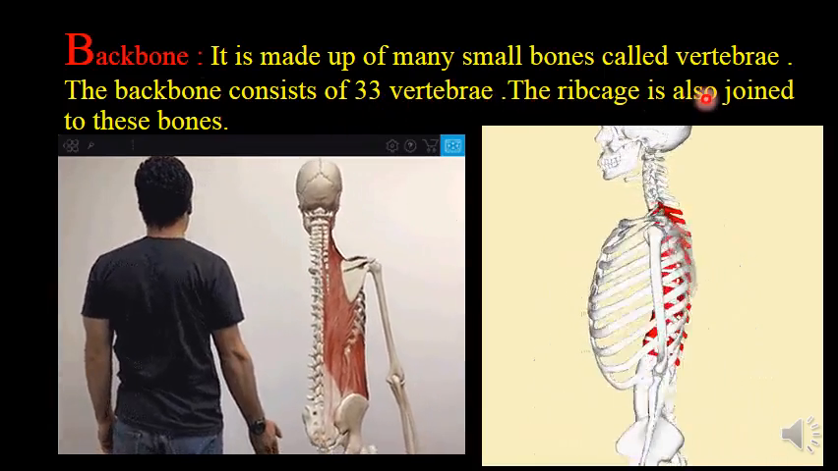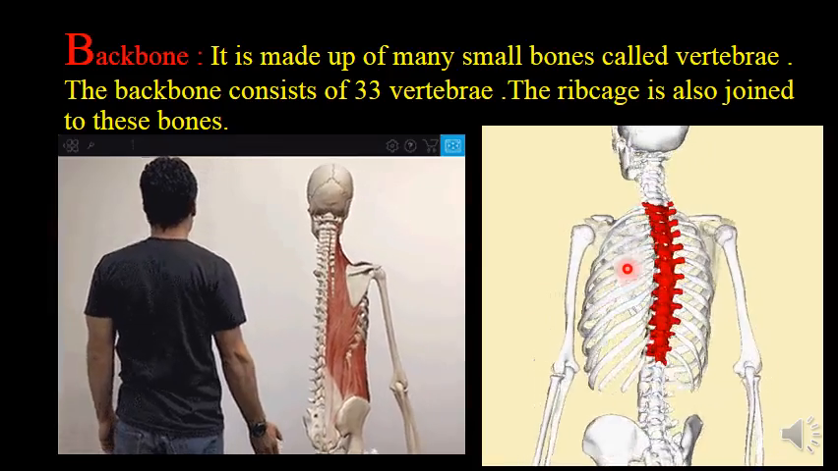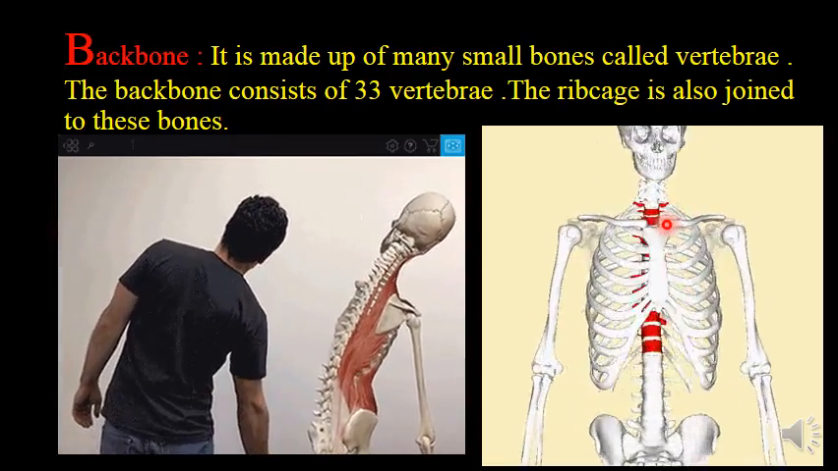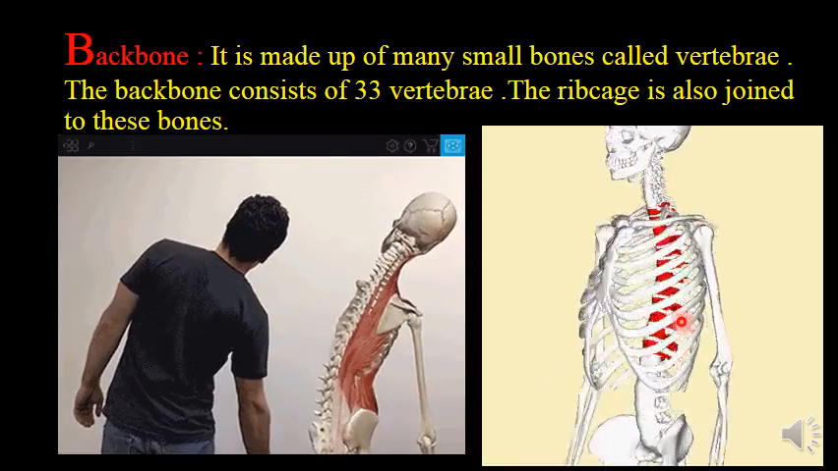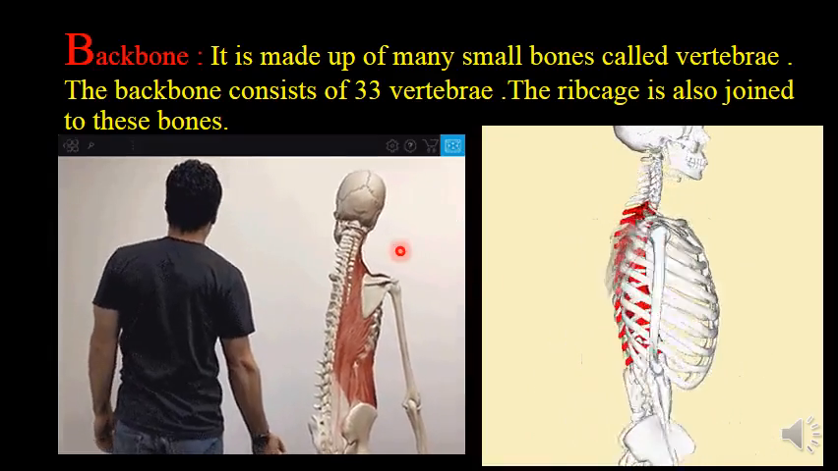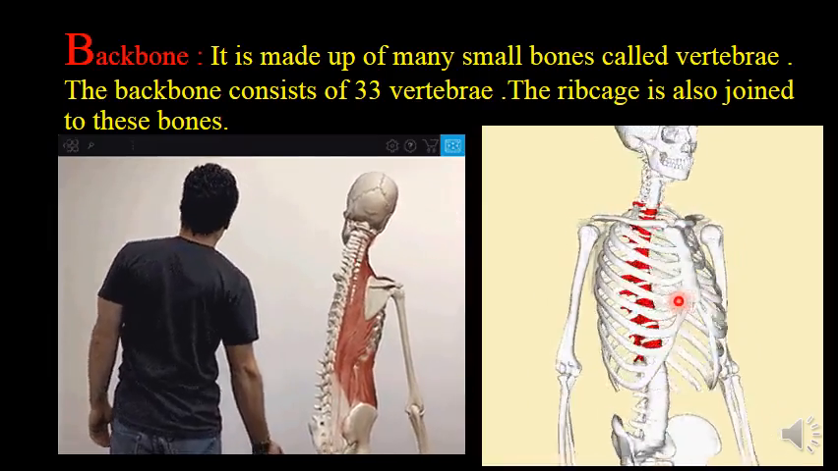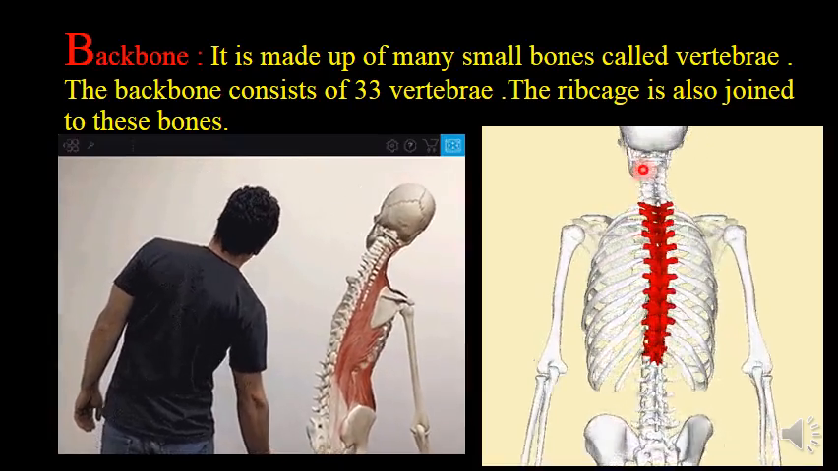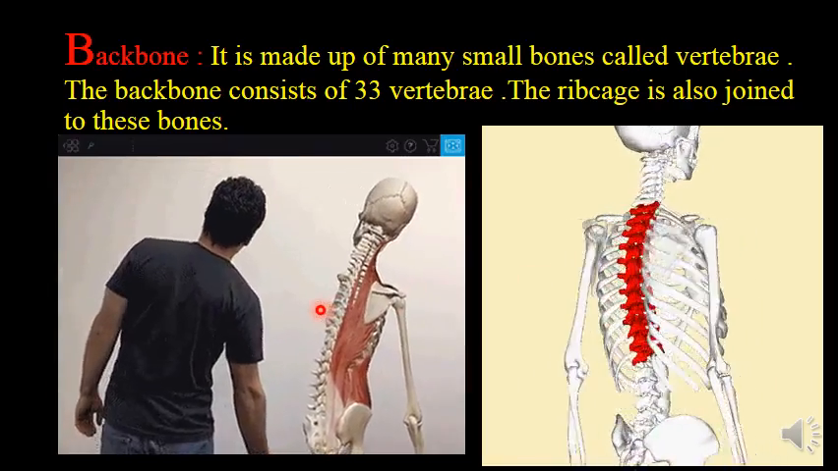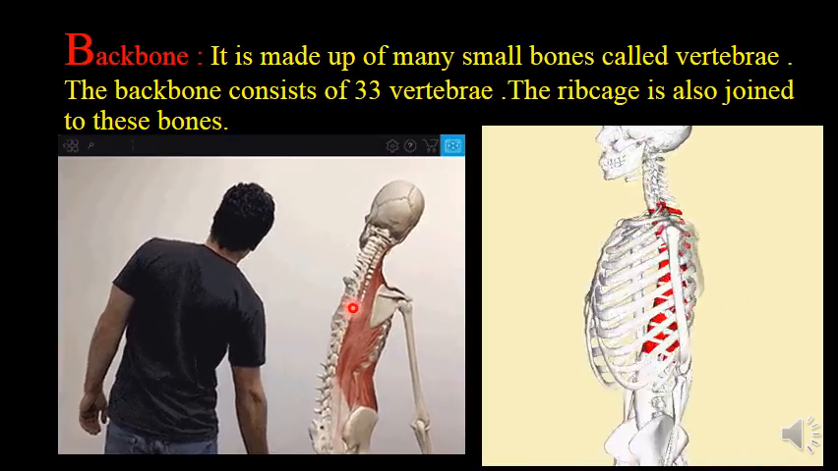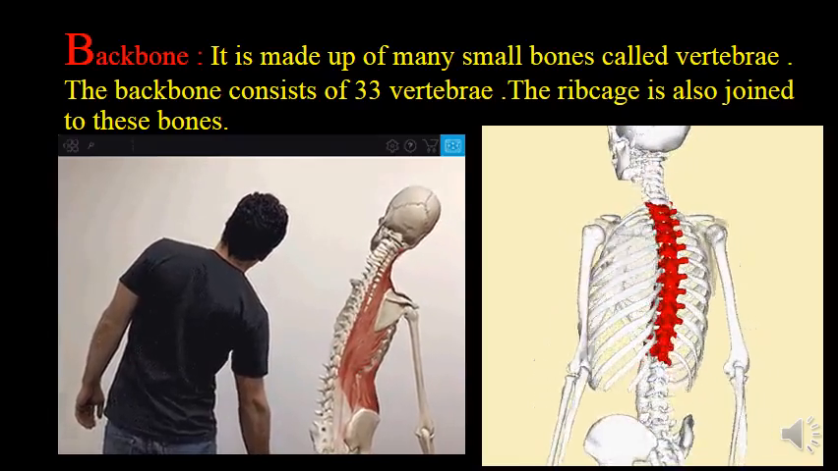The rib cage is also joined to these bones. You can see here, in this image it is clearly visible. There are about 33 small vertebrae joined together to form a backbone. This backbone is connected with the rib cage at the front and at the back side it is connected with the brain. It doesn't show any visible movement, it just helps to bend.